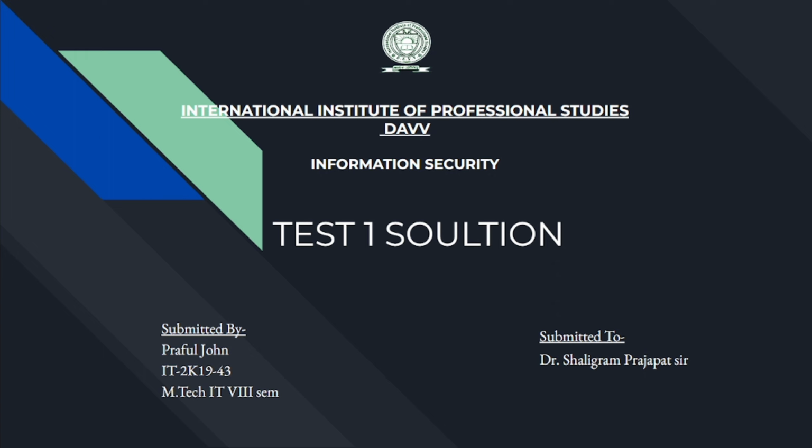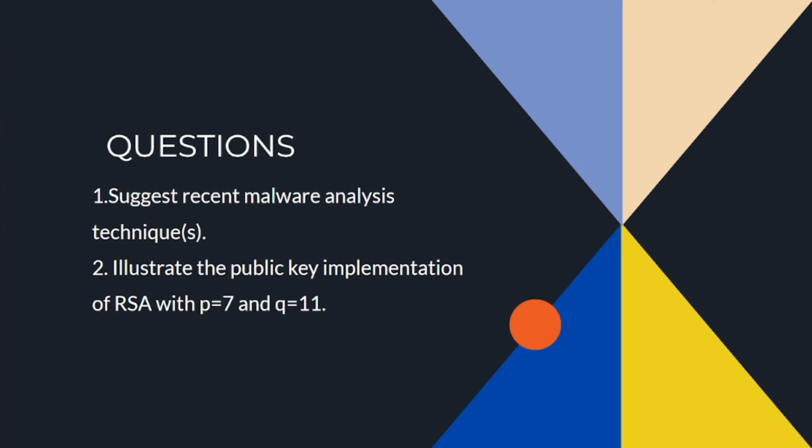This video is part of my assignment which contains the solution to Test 1, which was conducted by Dr. Shaligram Prajapat sir. To begin, we'll be discussing the questions that were asked in the question paper. The first question is, suggest recent malware analysis techniques. The second is, illustrate the public key implementation of RSA with P equal to 7 and Q equal to 11. We'll be discussing the answer of the first question, which is, suggest recent malware analysis techniques.